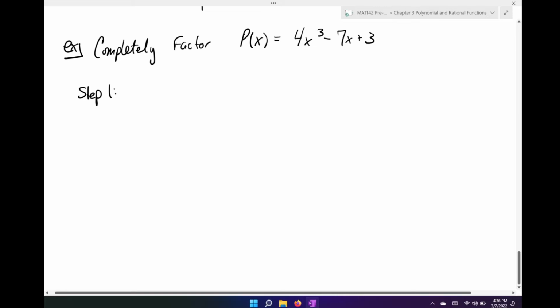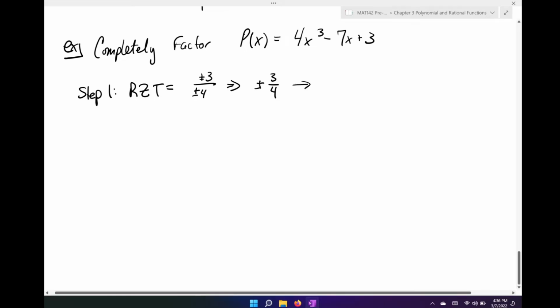Step 1, we're going to write out the possible roots. So the rational root or rational zero theorem says plus or minus 3 over plus or minus 4. Uh-oh, this one's not going to be that fun because watch what happens. You get plus or minus 3 over 4.